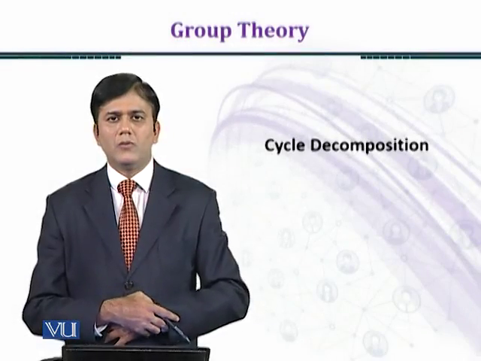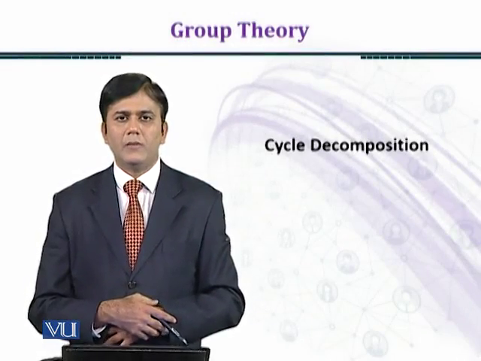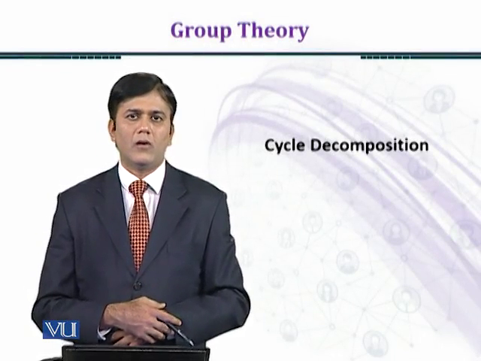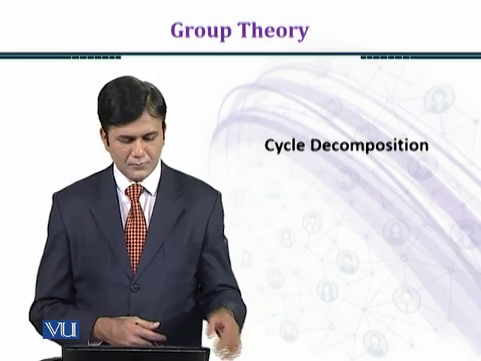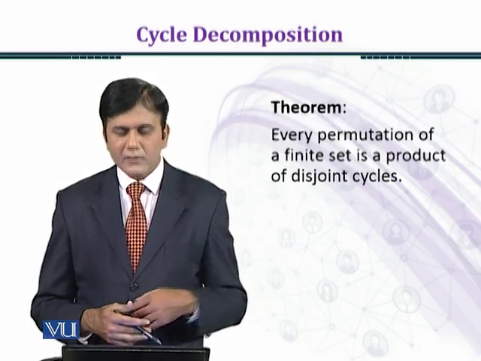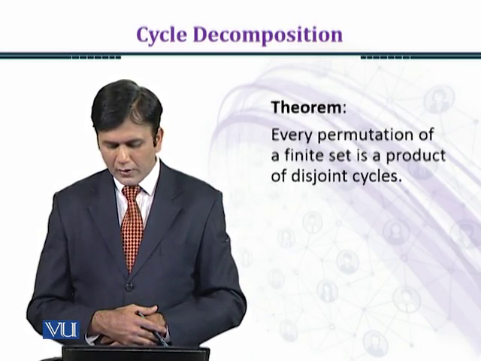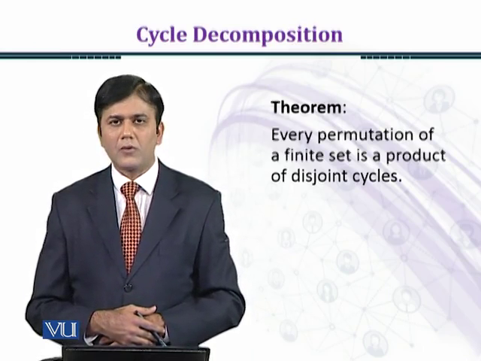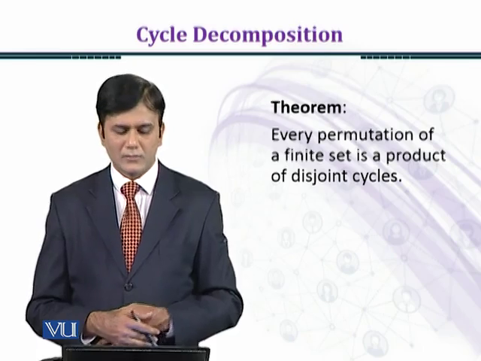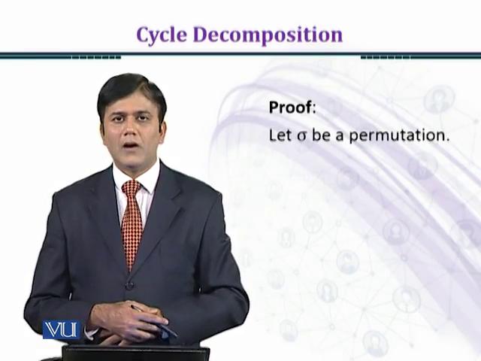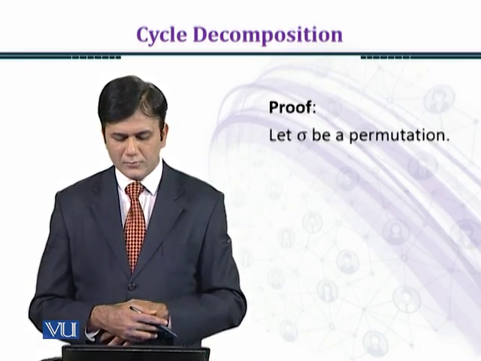In this module, we shall prove that every permutation can be written as product of disjoint cycles. Let's state the theorem. Every permutation of a finite set is a product of disjoint cycles. Let sigma be a permutation.